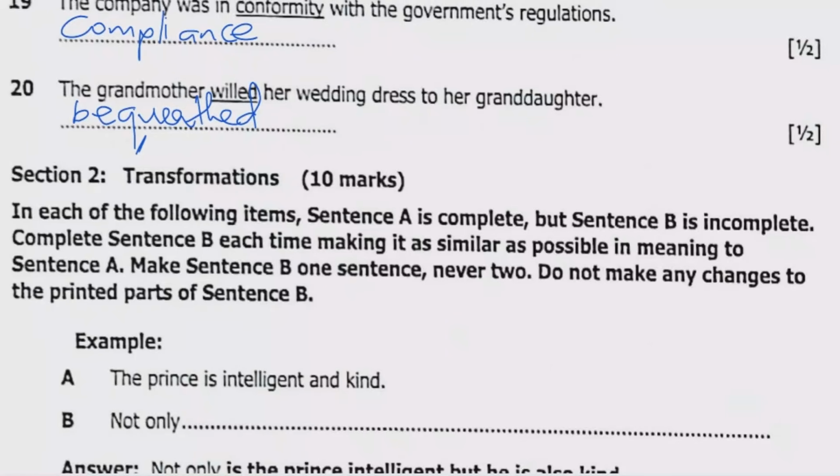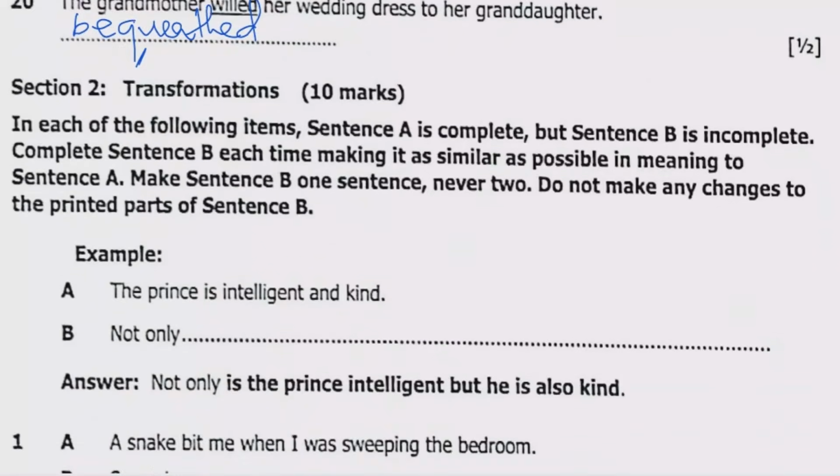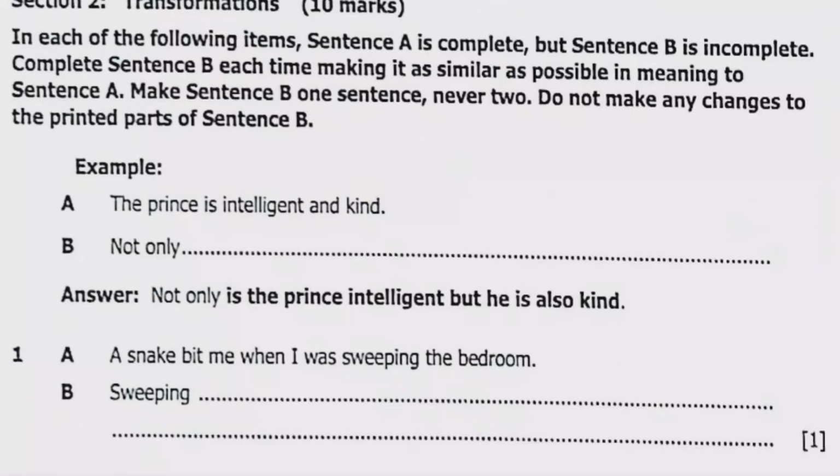Section 2 is transformation, and it has 10 marks. The instructions are as follows. In each of the following items, sentence A is complete, but sentence B is incomplete. Complete sentence B each time, making it as similar as possible in meaning to sentence A. Make sentence B one sentence, never two. Do not make any changes to the printed part of sentence B. For example: the prince is intelligent and kind.